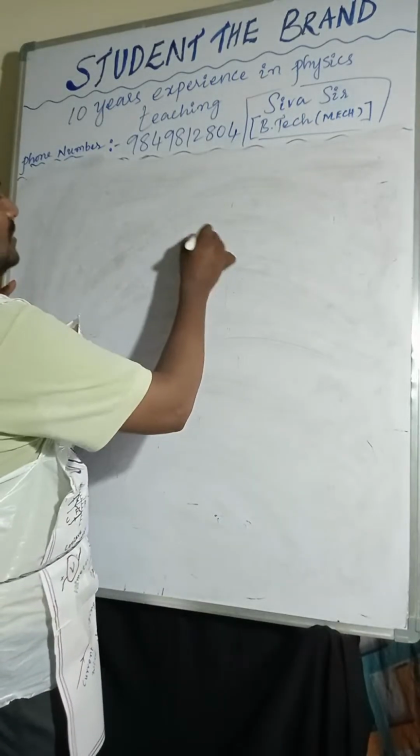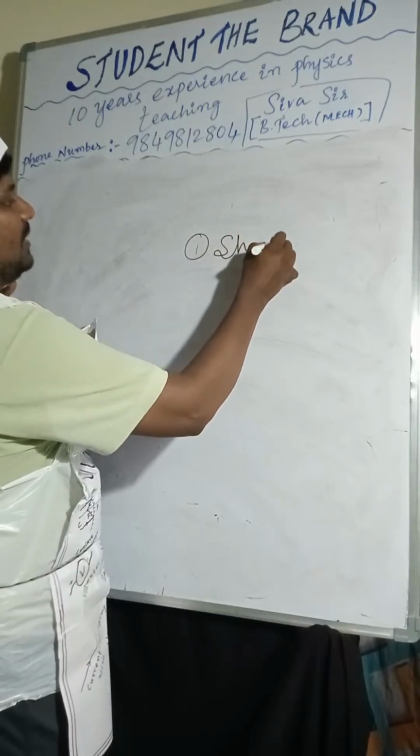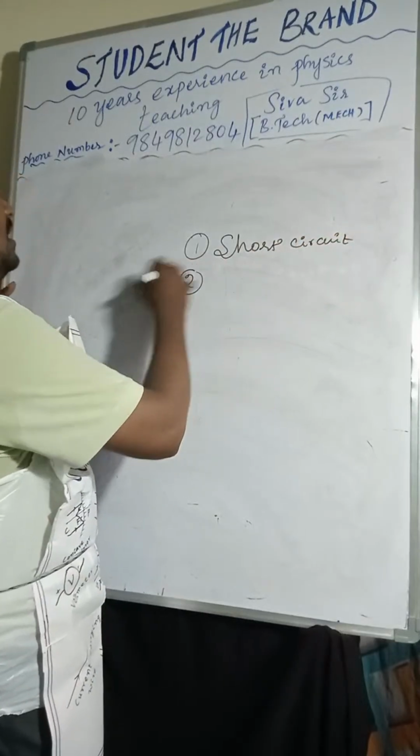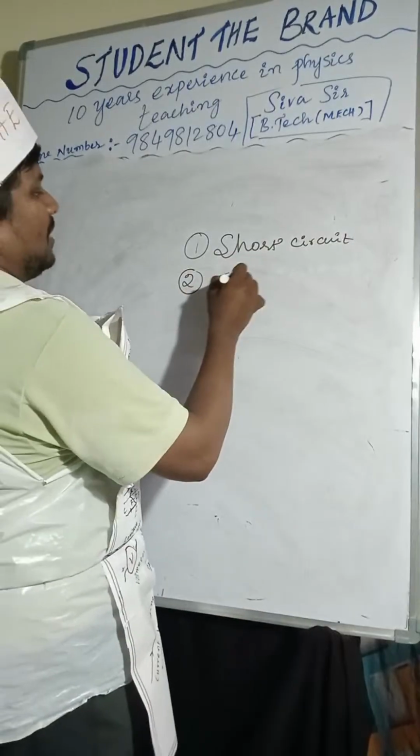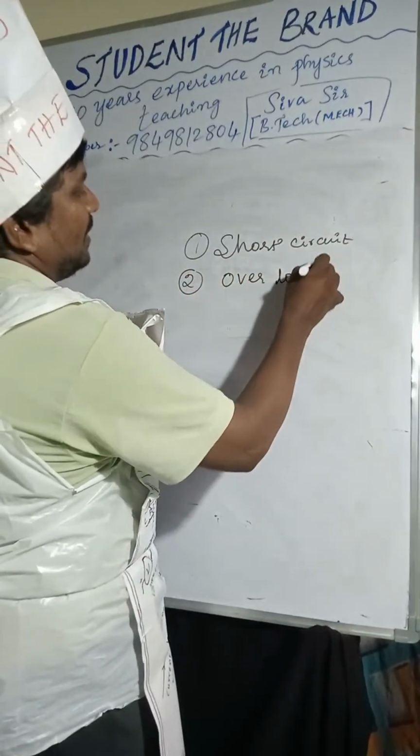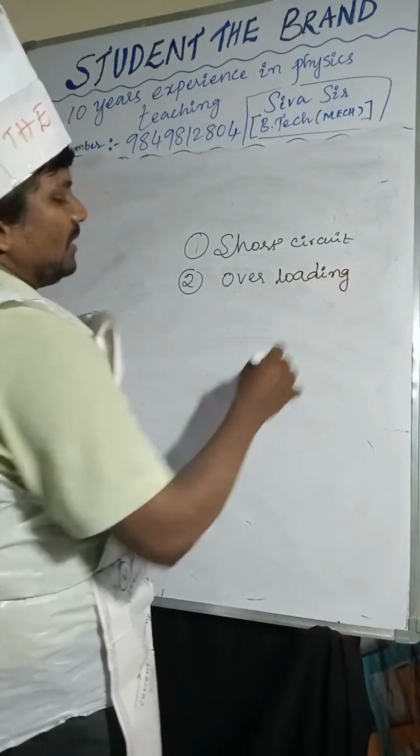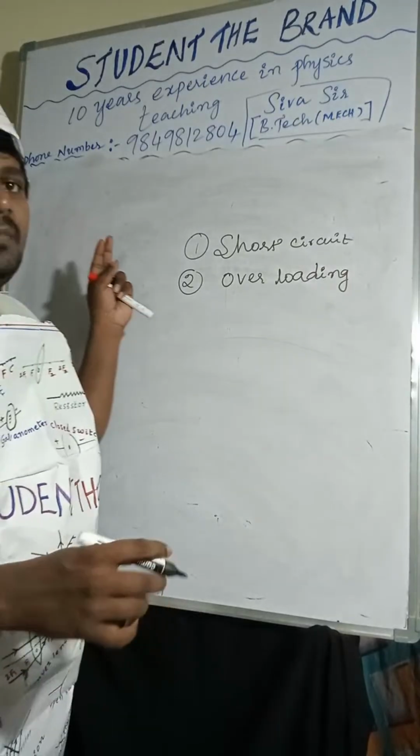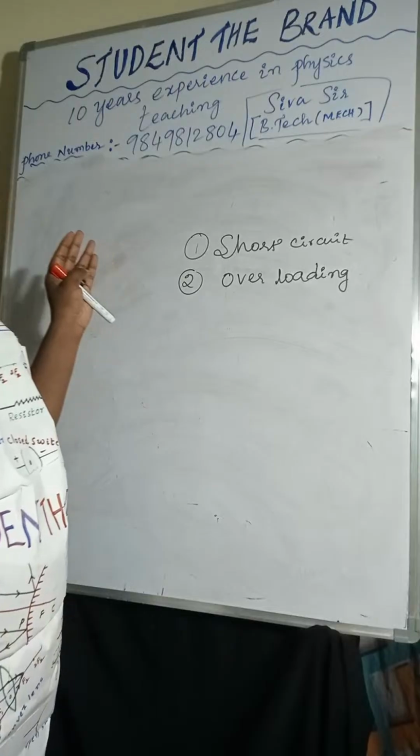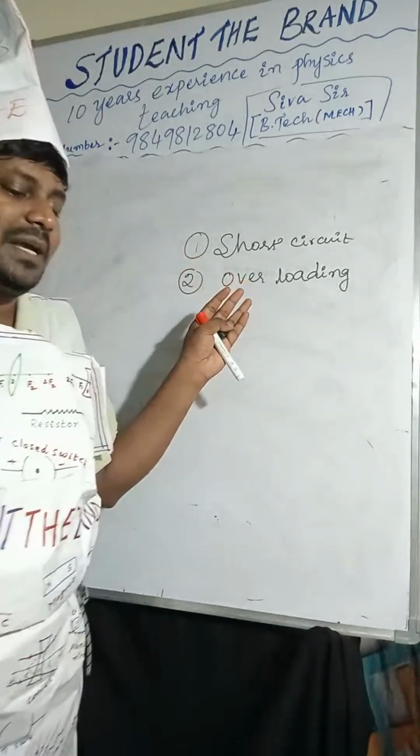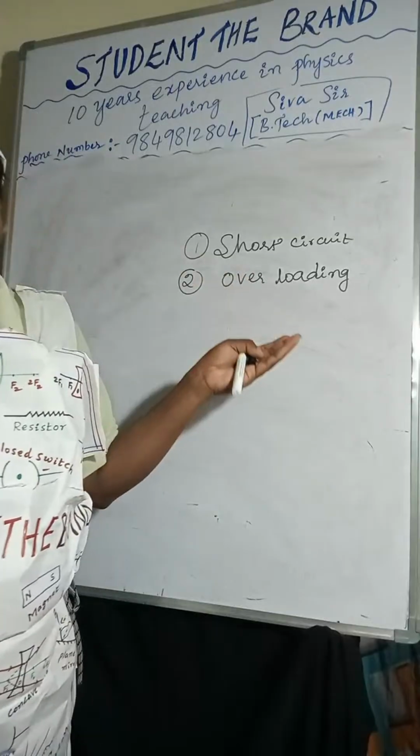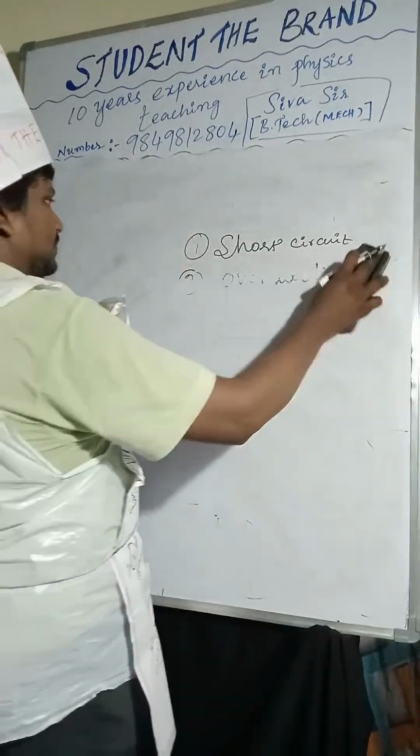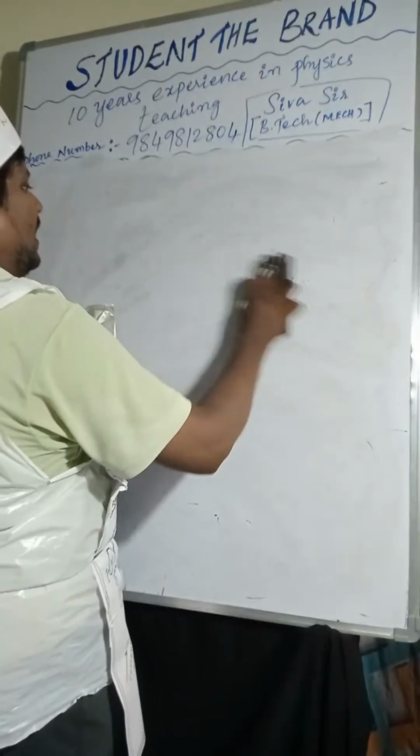Short circuit. Short circuit is nothing but direct contact of live wire and neutral wire takes place. That is called short circuit. And overloading is nothing but when high voltage appliances are on at a time, a heavy amount of current will be drawn from the mains. Then it leads to the short circuit. That is about overloading.